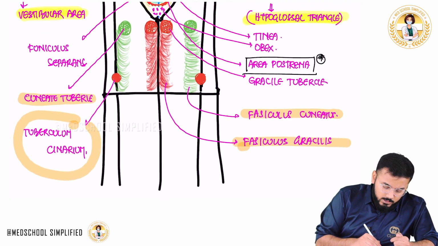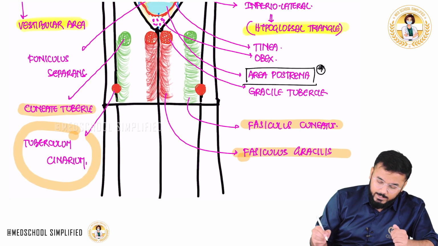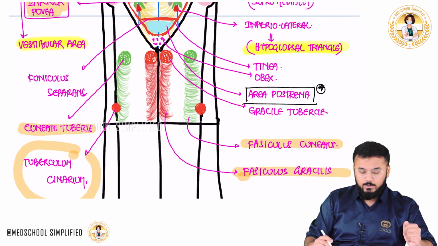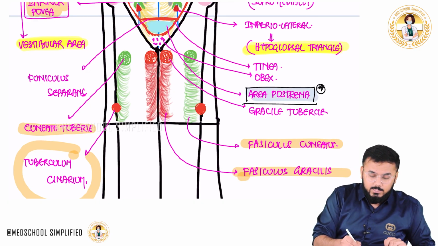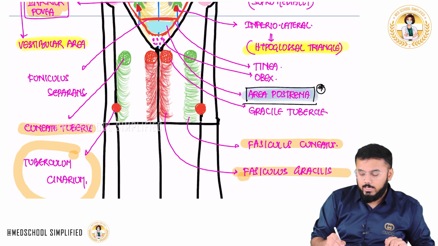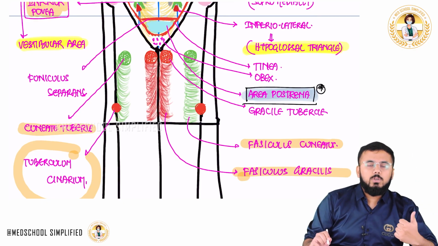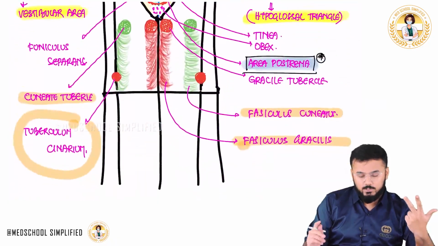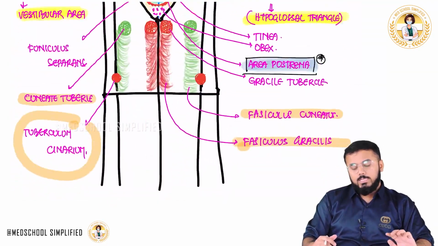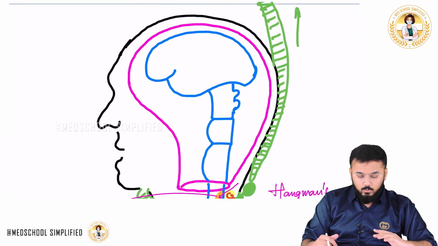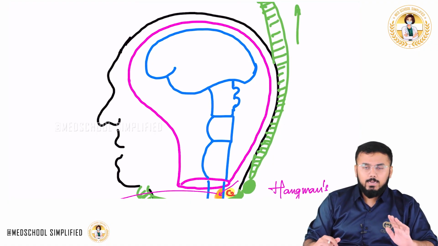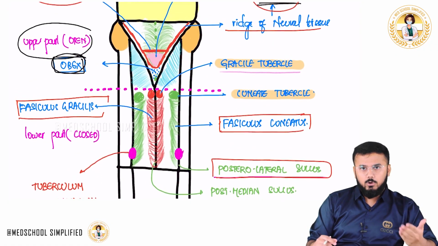And down here you have this structure called tuber cinereum. On both sides you have got tuber cinereum. And by the way, not to forget this very important area, your area postrema. I told you that area postrema has three centers: the cardiac center, respiratory center and vasomotor area, right? So by now we have completed the entire discussion of the medulla oblongata.